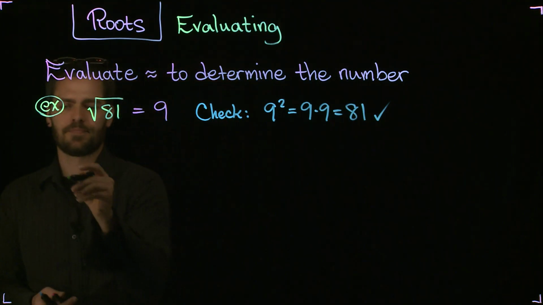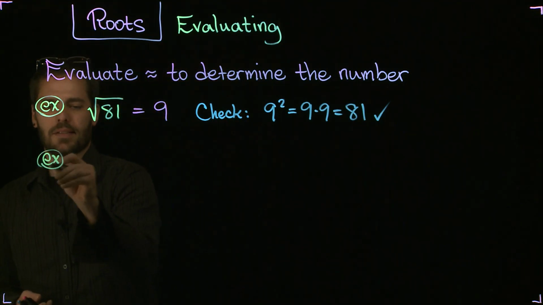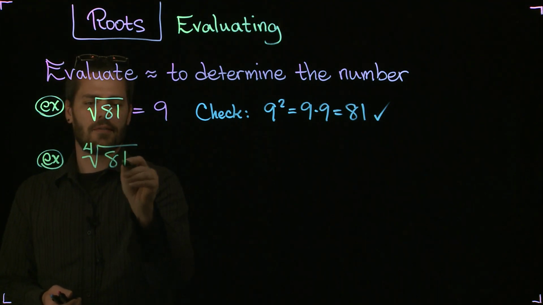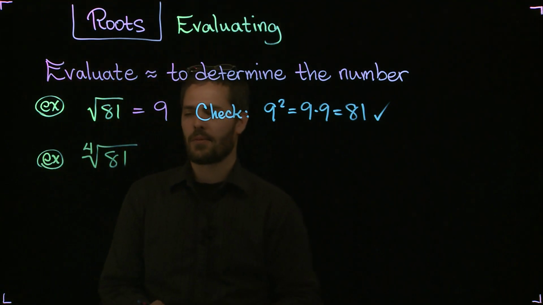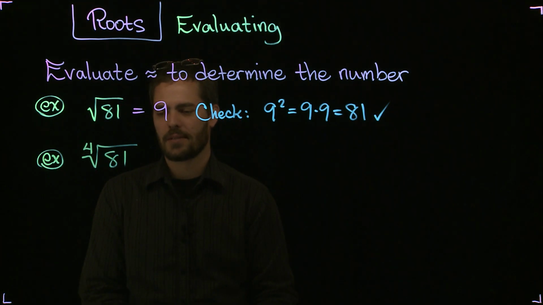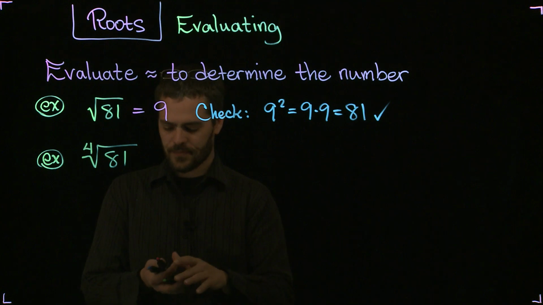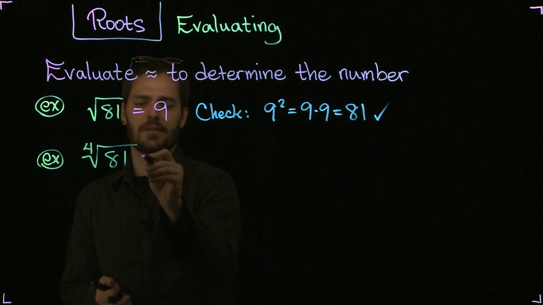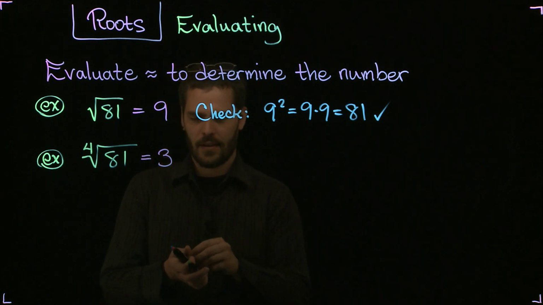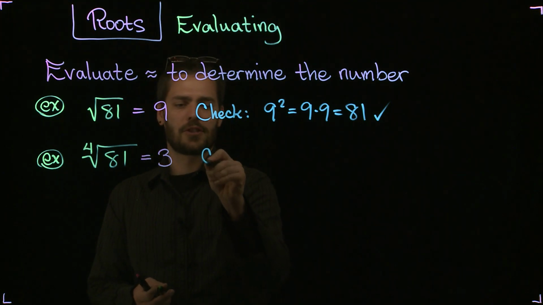But suppose we had, let's ask a different question. How about the 4th root of 81? So now we're asking ourselves, what to the 4th power is 81? What times itself 4 times? Now, it turns out that the answer to this is 3. How come? Let me again just perform a little check.